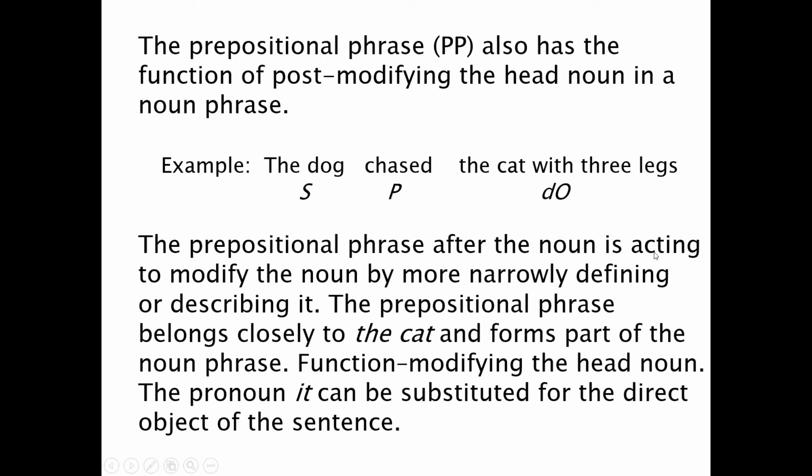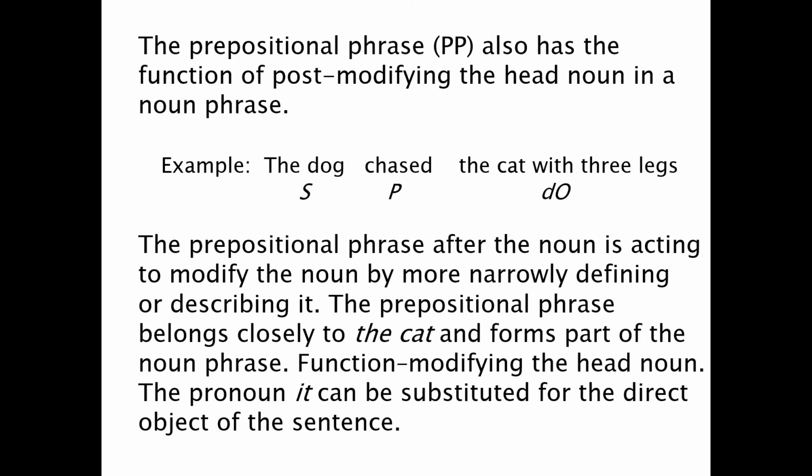The prepositional phrase after the noun acts to modify the noun. It has the function of a modifier, to modify the noun by more narrowly defining or describing it. So just what kind of cat? Is it the cat which has 3 legs, not 4 legs? The prepositional phrase belongs closer to the cat and forms part of the noun phrase.